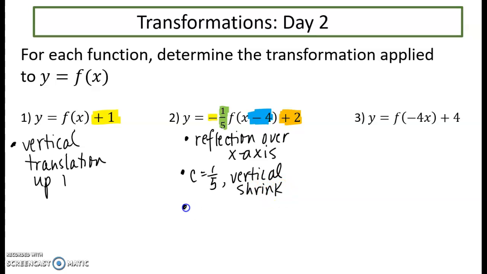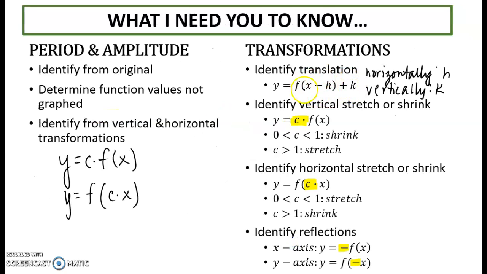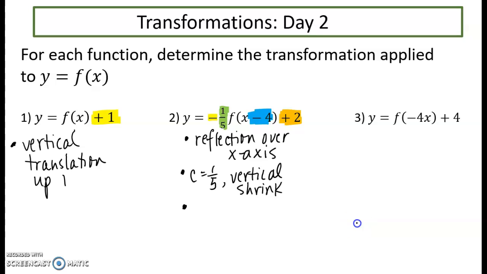Next, in the blue highlighter, I have a -4. When I'm adding and subtracting values, that's a translation. I have to go to the opposite. I'm translating the x's, so it's a horizontal translation, 4 units to the right, because the minus sign in the parentheses actually tells me it's a movement to the right.